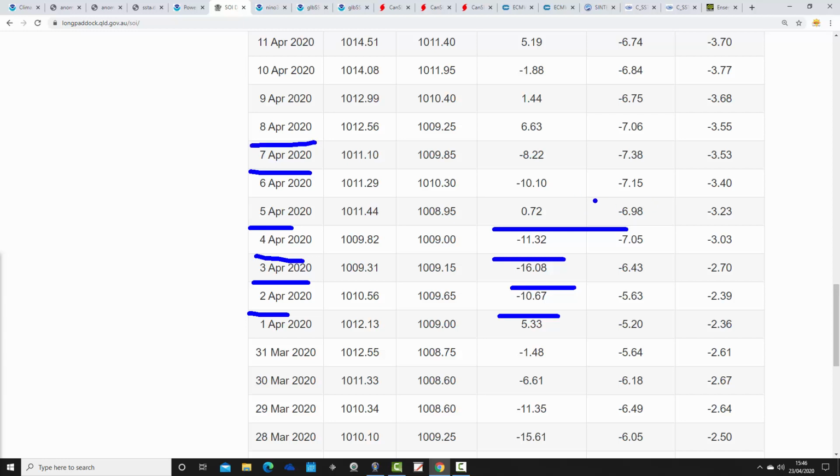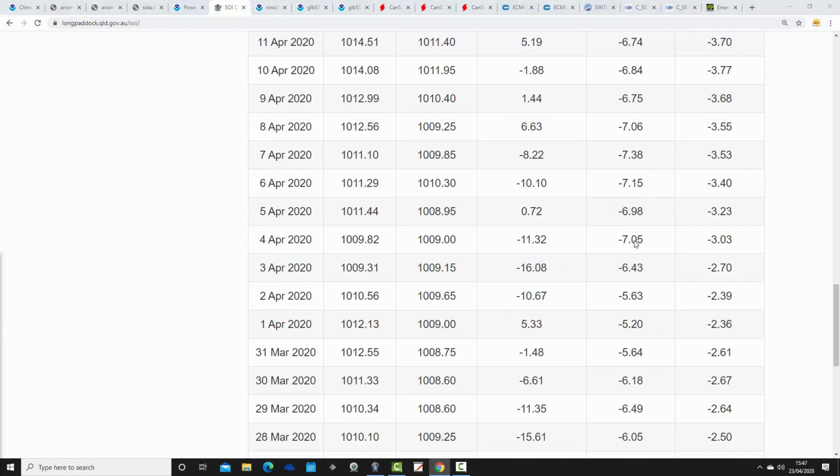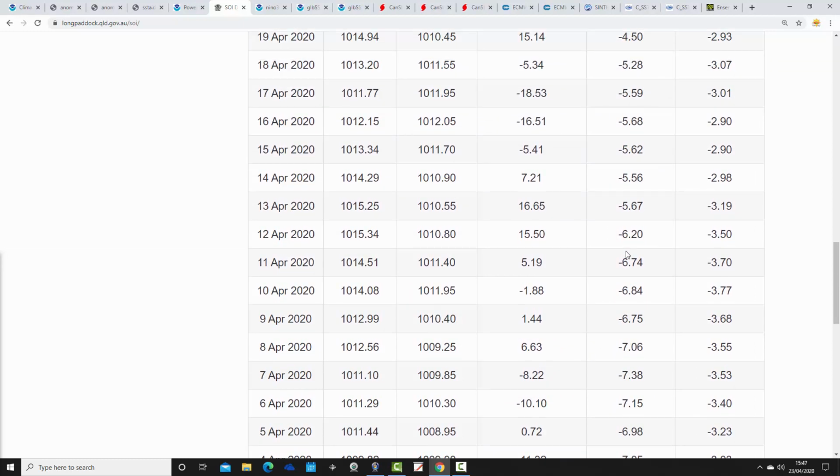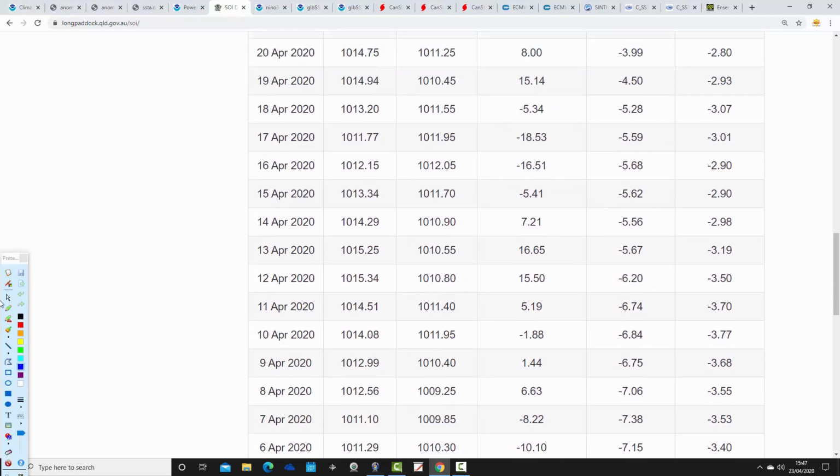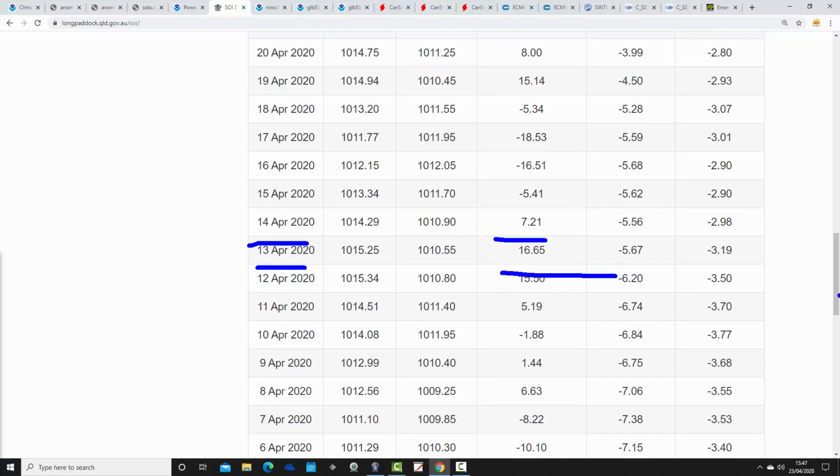6th and 7th of April, also quite negative, again El Nino type atmospheric state, but the 8th of April is more positive, rather La Nina-esque at plus 6.63. Moving to more recent numbers, we've got the 12th and also the 13th of April coming out at plus 15 and plus 16. So that's the atmospheric state, quite reflective of a moderate La Nina type setup.